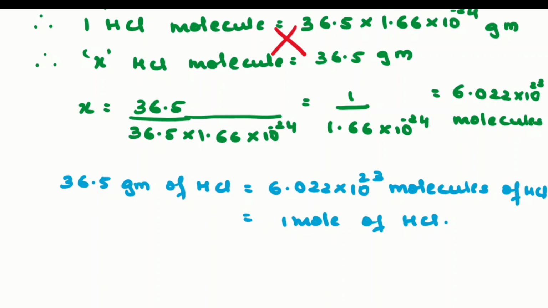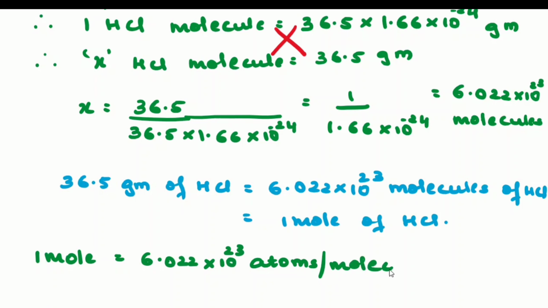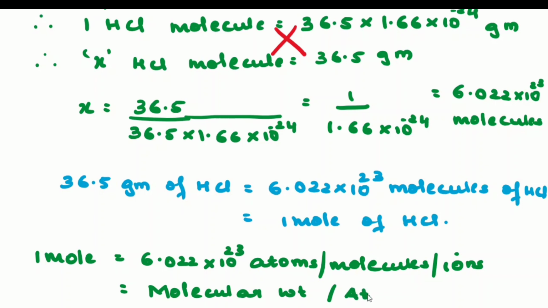So always remember, students, 1 mole of any particle will be equal to 6.022 into 10 to the power 23 particles. Those particles can be either atoms, molecules, or ions. So this is called a mole, 1 mole, which will be equal to molecular weight or atomic weight in grams.